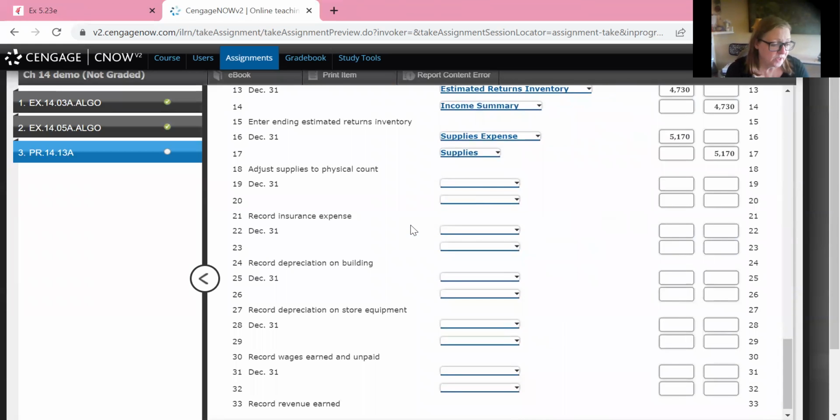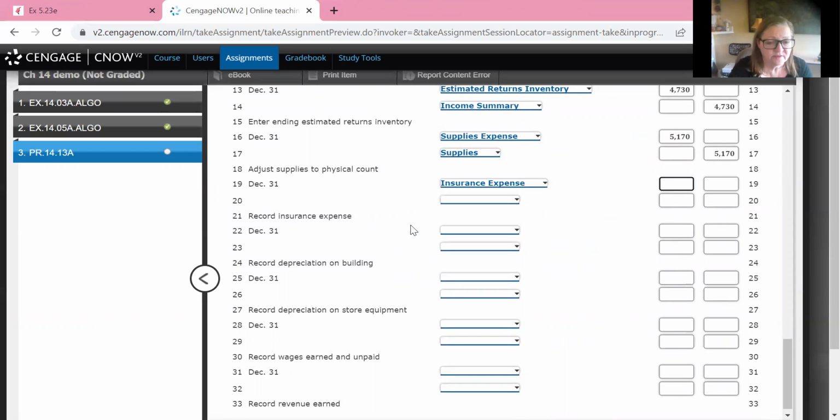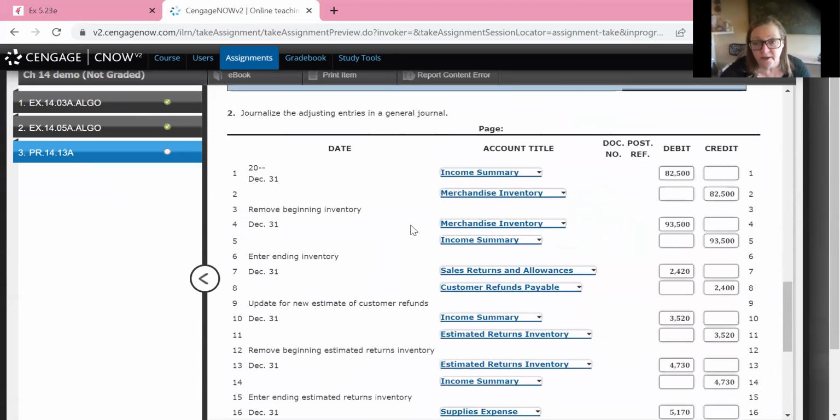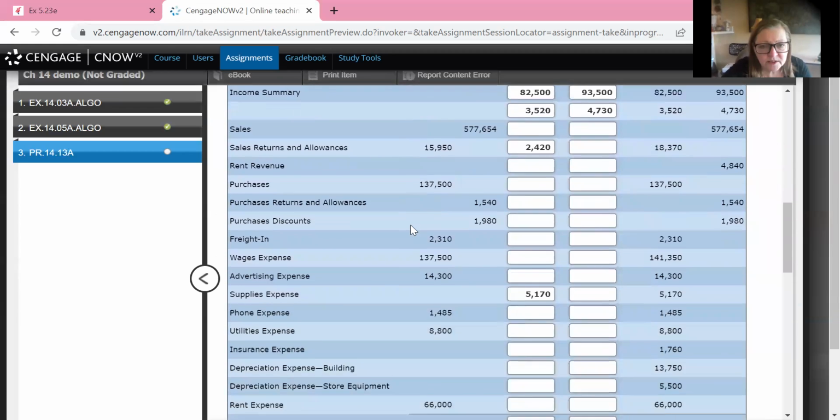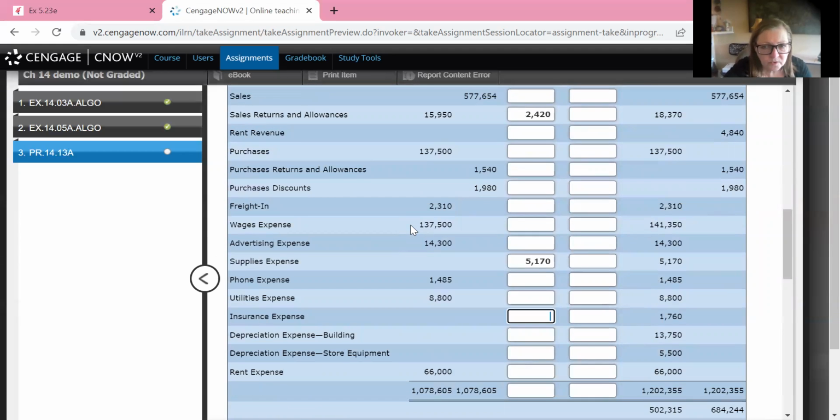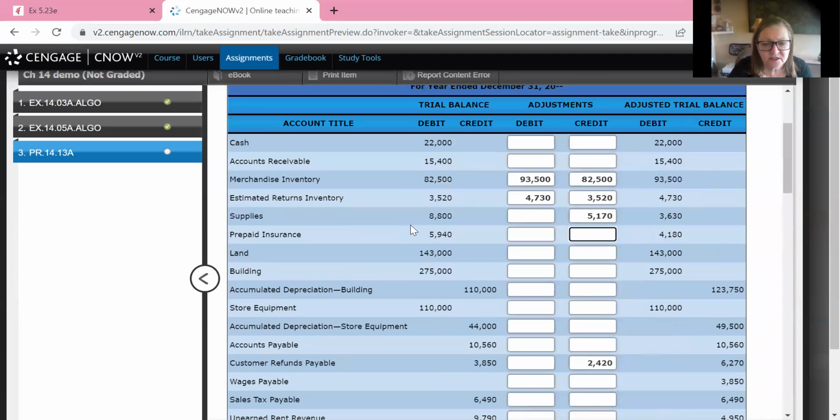All right, the next one, insurance expense and prepaid insurance. Insurance expense takes a debit of $1,760, and its partner account is the only one that would be associated with it. There's not going to be some surprise account connected to insurance expense. It's insurance and prepaid insurance, and it was for $1,760. Debiting insurance expense, $1,760. Crediting prepaid insurance, $1,760.